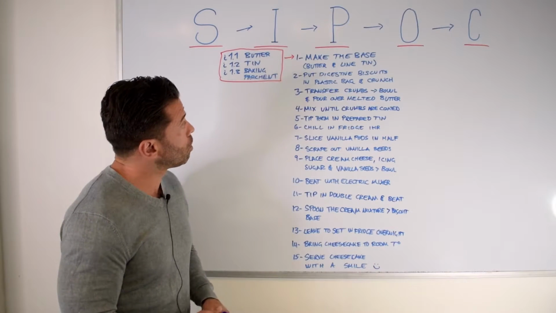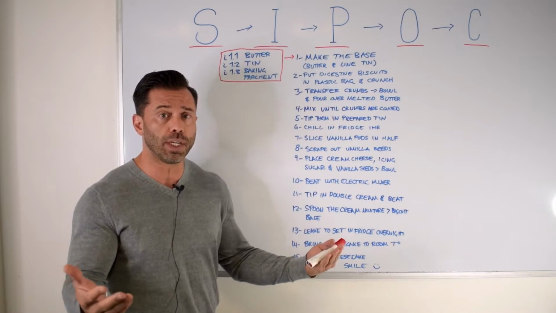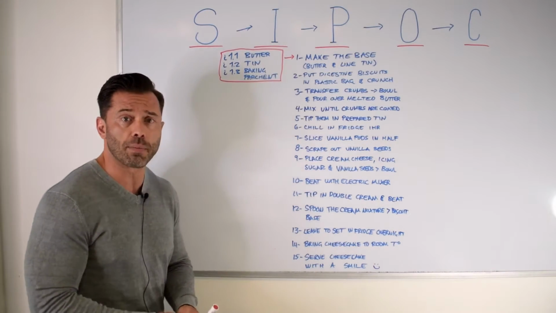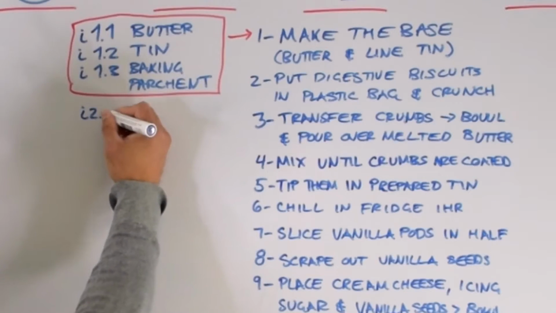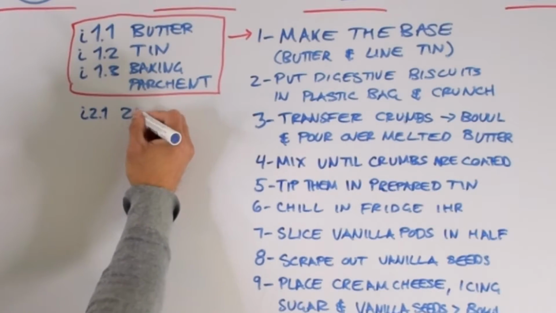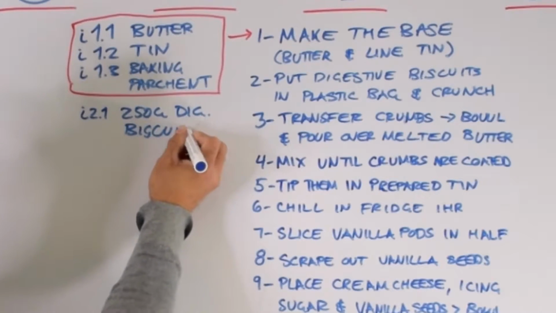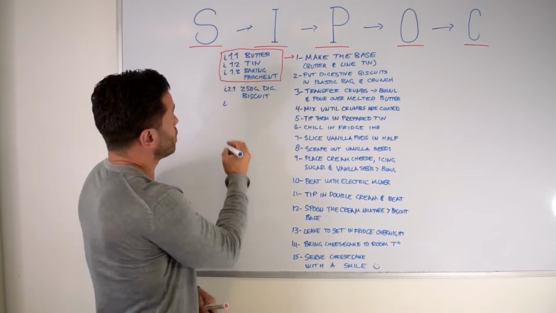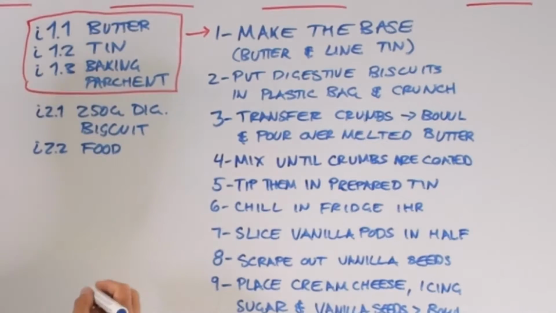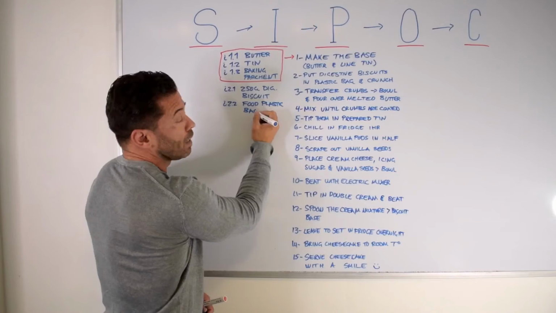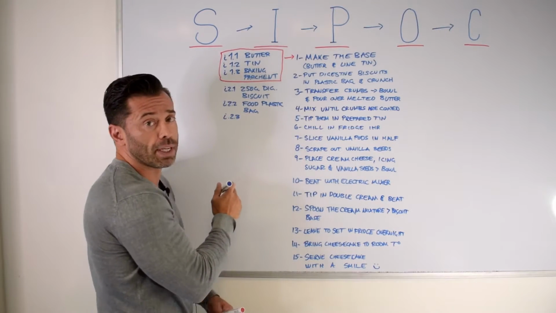For step number 2, which is put digestive biscuits in a plastic bag and crunch, what do you need? First of all, 250 grams of digestive biscuits. So input number 1 of step number 2 is 250 grams of digestive biscuits. Input number 2 of step number 2 will be a food plastic bag. And input 3 of step number 2 will be a rolling pin.